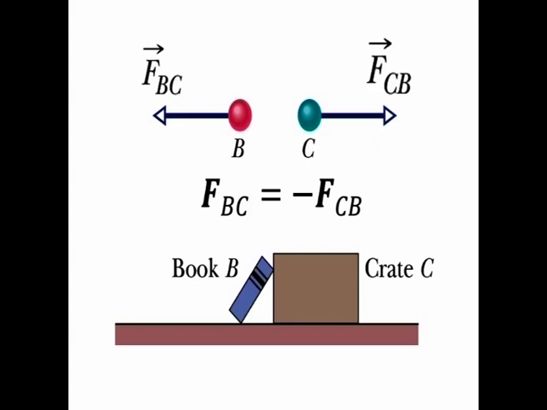We can call the forces between two interacting bodies a third law force pair. When any two bodies interact in any situation, a third law force pair is present. The book and crate are stationary, but the third law would still hold if they were moving and even if they were accelerating.